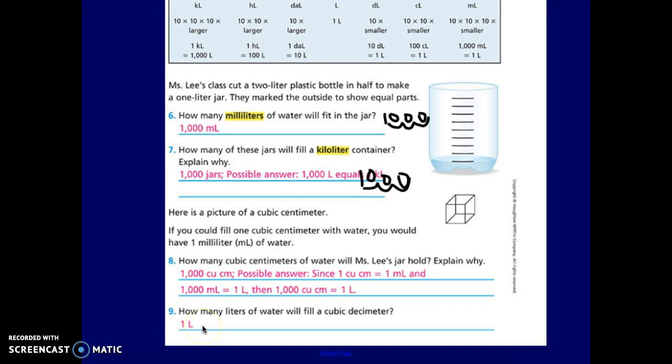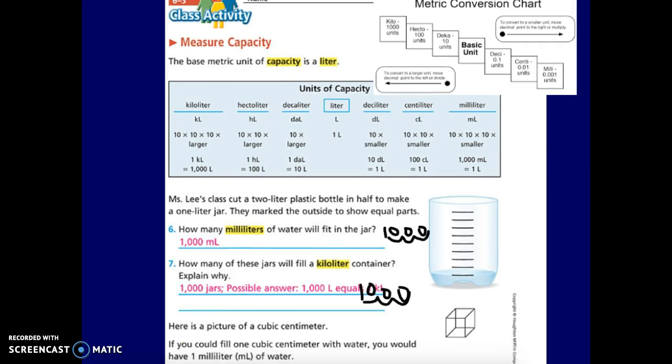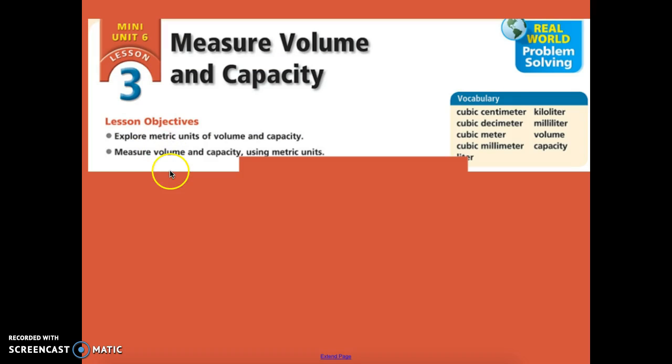Yep, 1 liter. So today we talked about how to measure capacity and volume. We had a chance to practice with it. On your homework, you'll also have a chance to continue your practice. Great work.